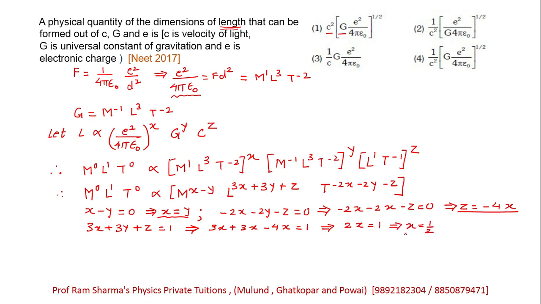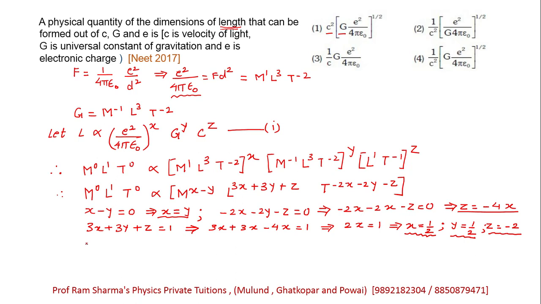So the first thing I got is x is equal to half. Now if x is equal to half, then y is also equal to half. And z is equal to −4 into half. So z will be equal to −2. So I got the values of x, y and z. Now the only thing left is substituting in equation number 1.